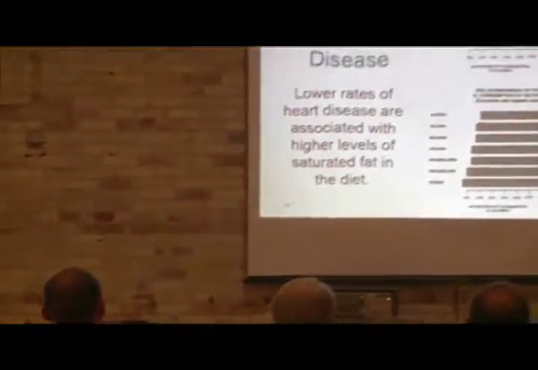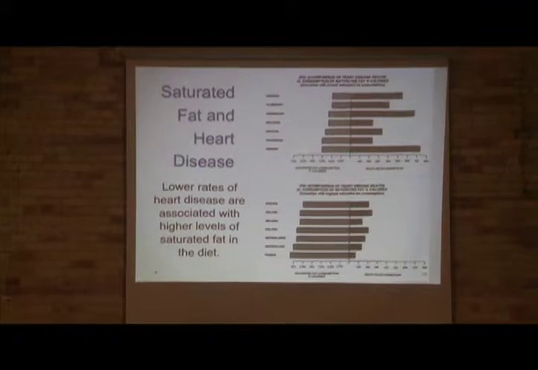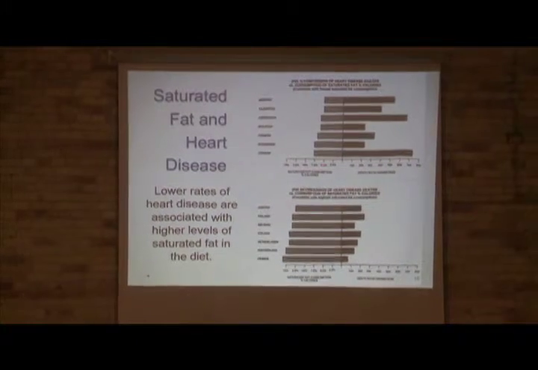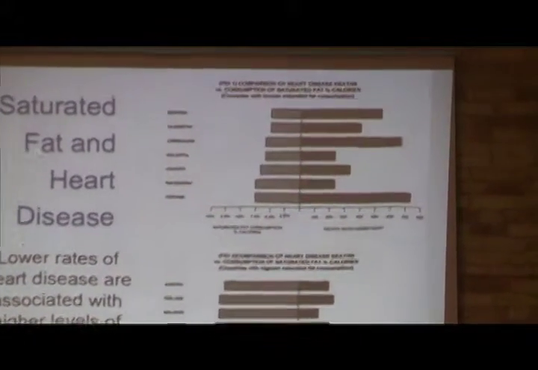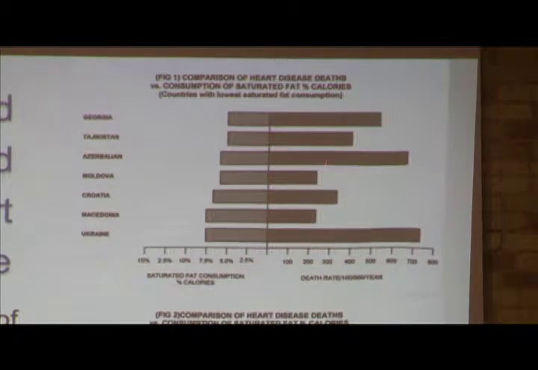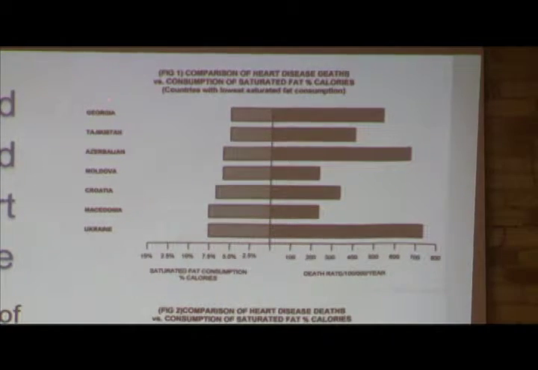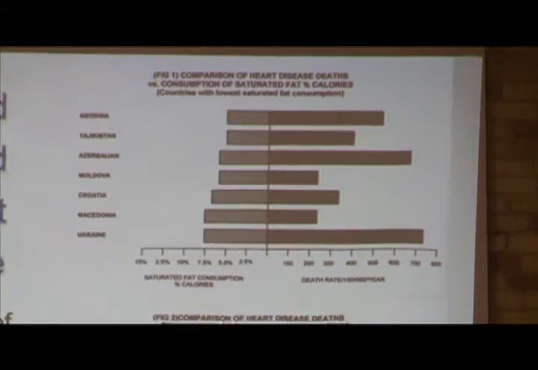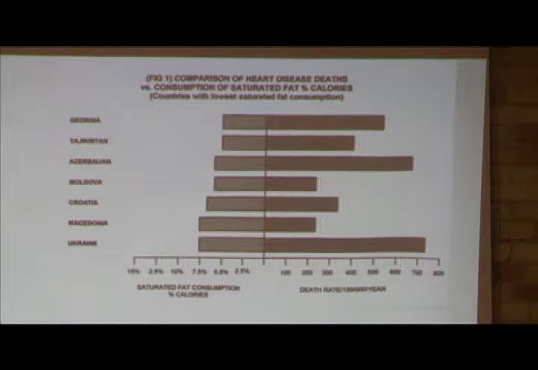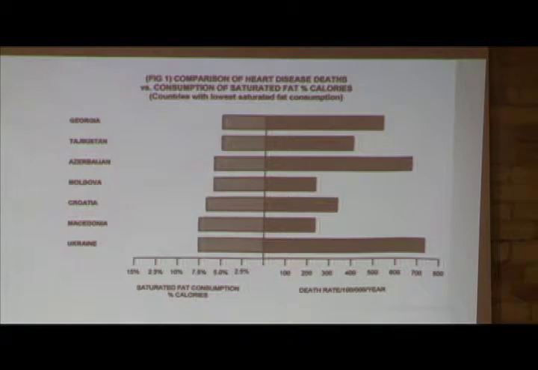And I really like this study. These are 2 groups of countries. On this side of the graph is the percentage of saturated fat each country eats of their diet, and this is their death rate on this side from heart disease. So here are all these countries, you know, Georgia, Tajikistan, Croatia, who don't get much fat. Look how much greater their death rate is per 100,000 per year from heart disease.